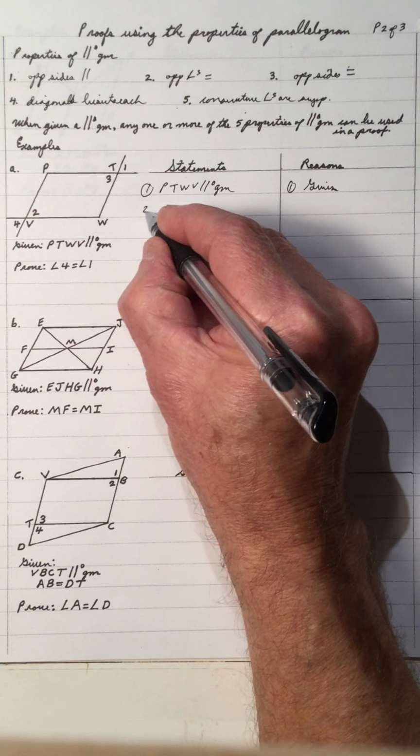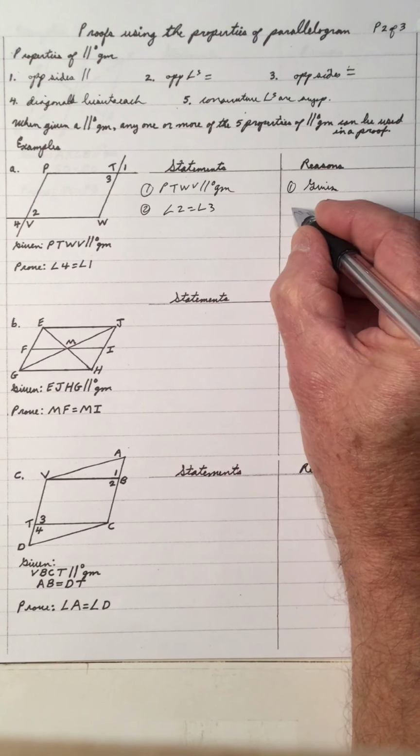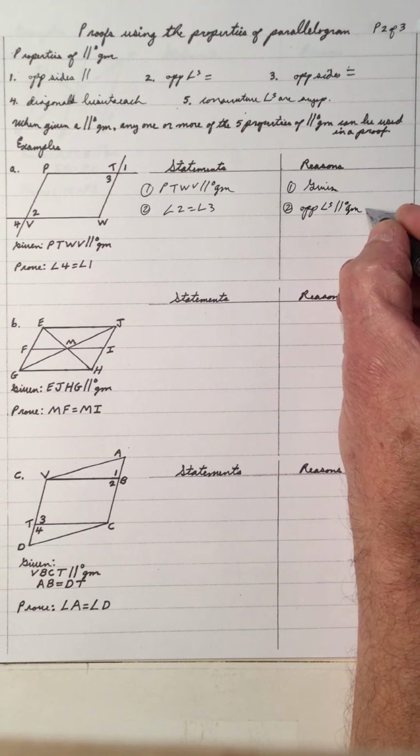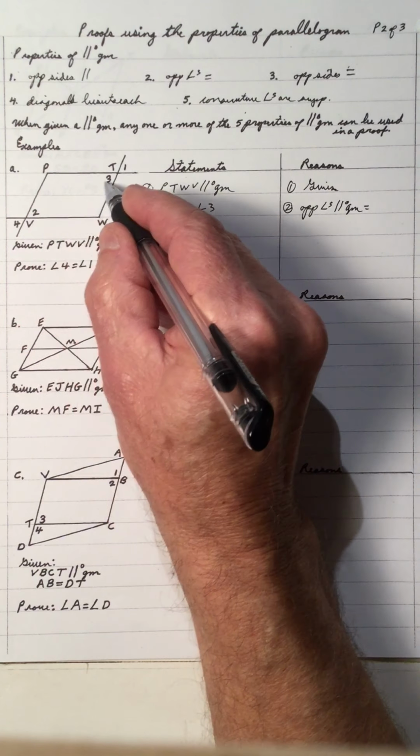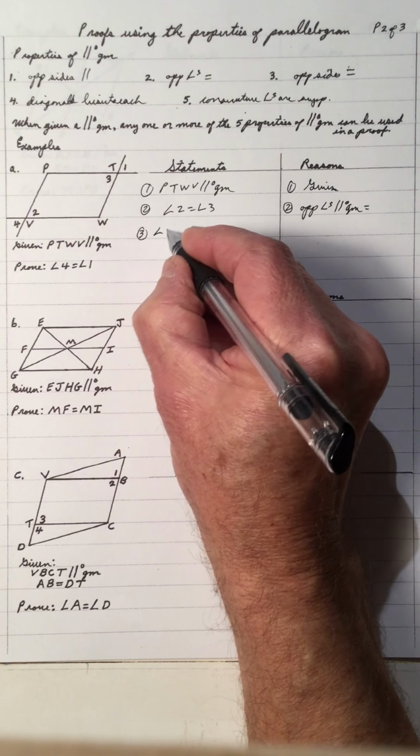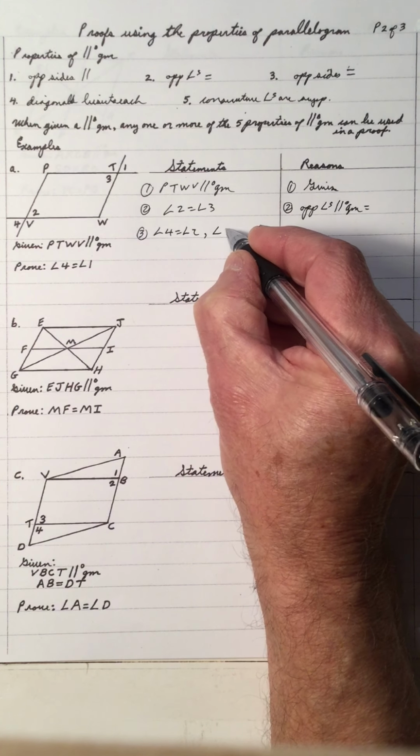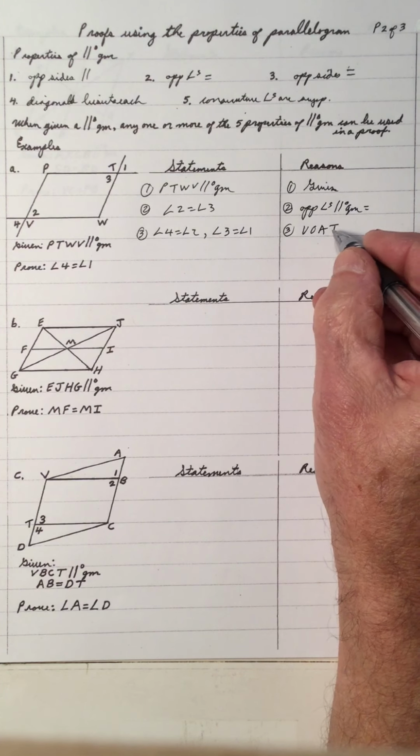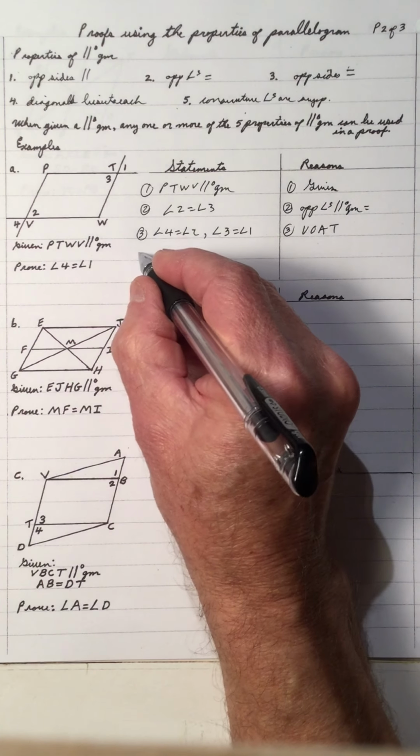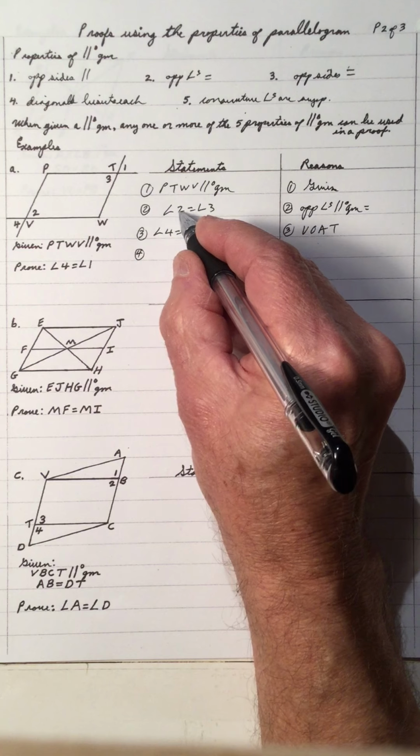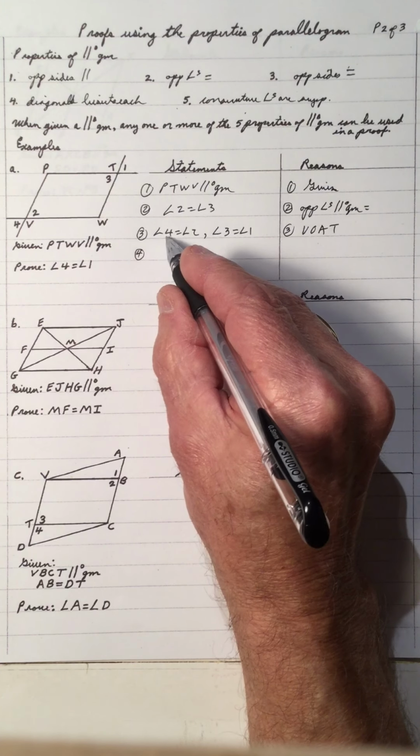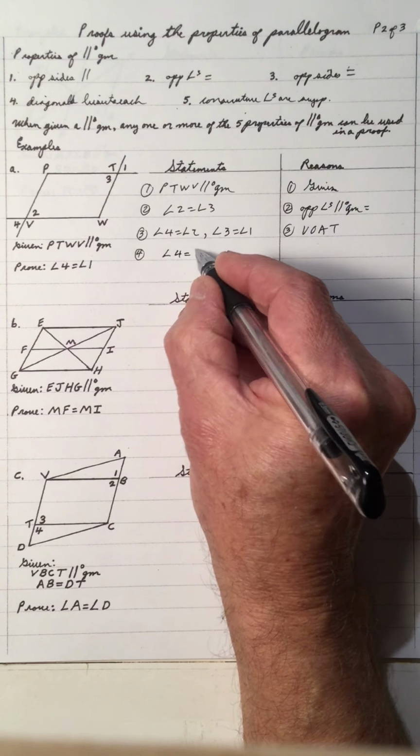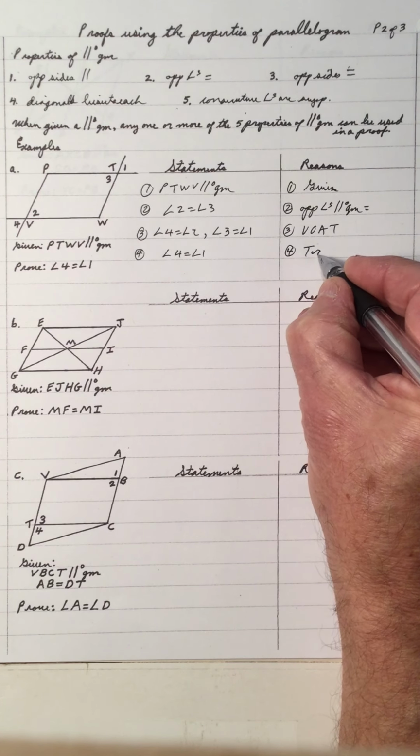So I have a parallelogram. Angle 2 equals angle 3. Why? Because the opposite angles of a parallelogram are equal. Now I have angle 4 equals angle 2 and angle 3 equals angle 1, by VOAT, the vertically opposite angle theorem, or VAT. Since 2 equals 3, 4 equals 2, and 3 equals 1, they're all equal, so now we can say that angle 4 equals angle 1 by the transitive property.